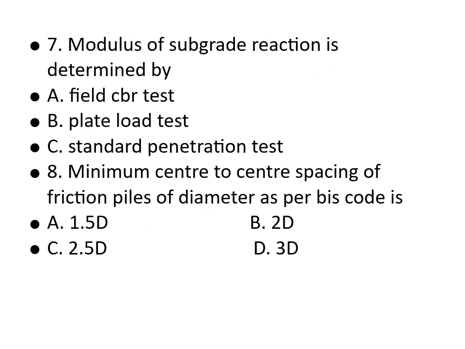Question 7, modulus of subgrade reaction is determined by. Option B is the right answer, plate load test and it is used to estimate the support under the pavement. In 8th question, minimum center to center spacing of friction piles of diameter D as per BIS code is. Option D is the right answer, 3D. And for the point bearing piles it is 2.5 into D.